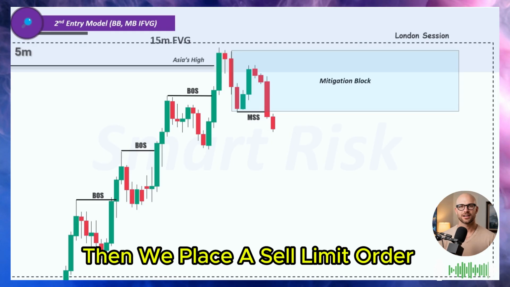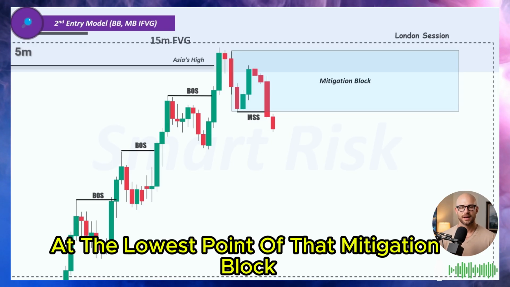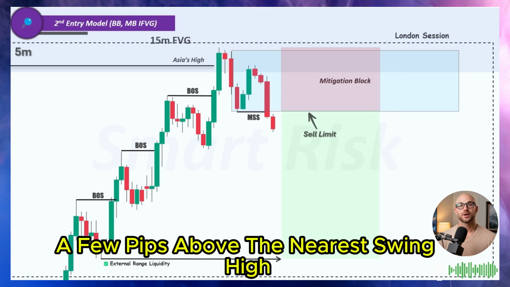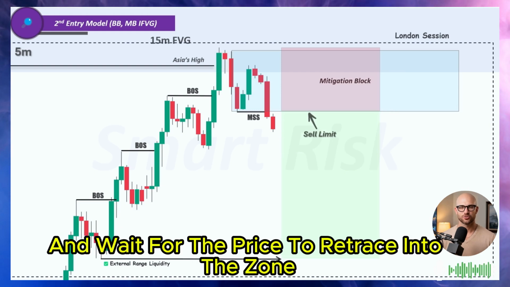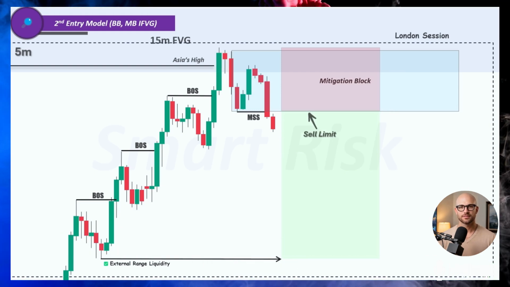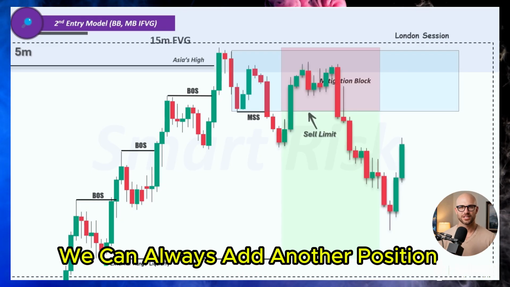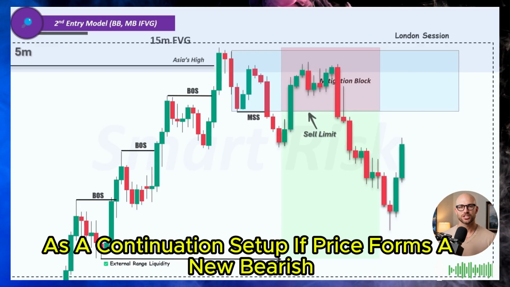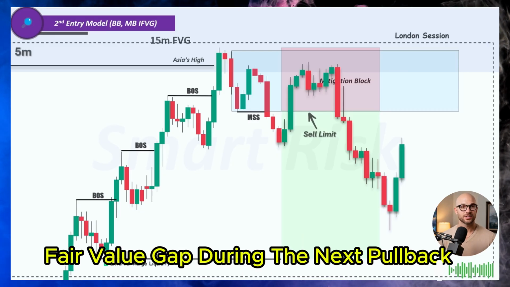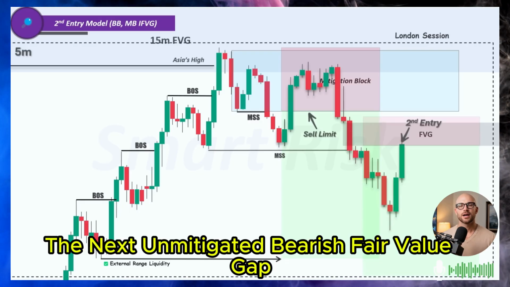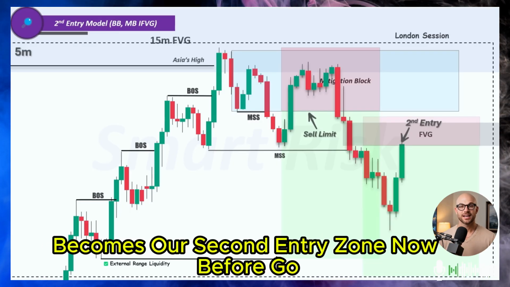Then we place a sell limit order at the lowest point of that mitigation block with the stop loss a few pips above the nearest swing high and wait for the price to retrace into the zone. If the first trade is already running in profit, we can always add another position as a continuation setup if price forms a new bearish fair value gap during the next pullback. In that case, the next unmitigated bearish fair value gap becomes our second entry zone.